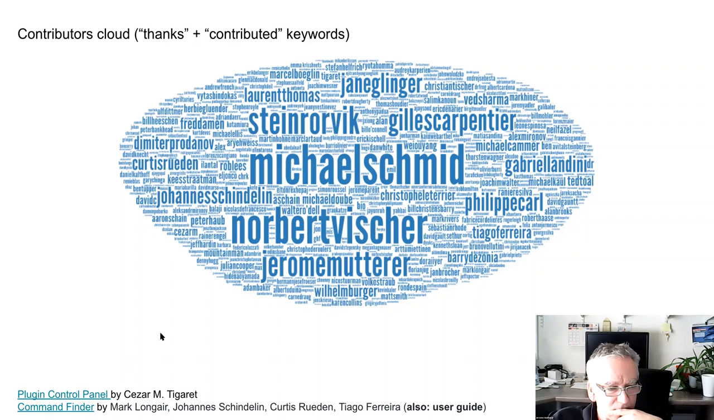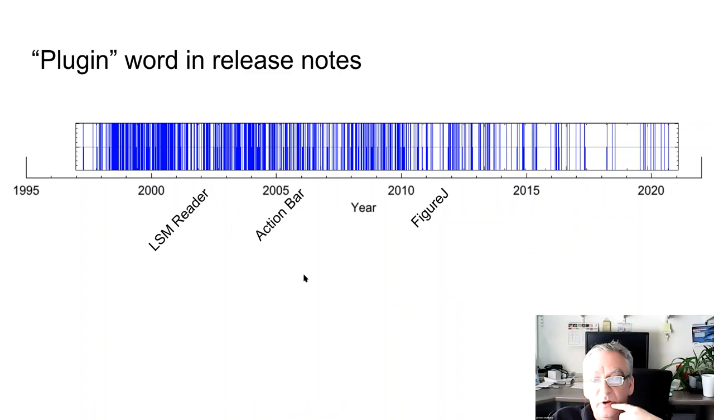In a next step, I looked at the plugins world. And this is interesting because you can see that there were a lot of plugins in the early 2000s, and then there were fewer and fewer plugins. This is kind of a pity, but we have to find an explanation for this. Even myself, my most important plugins were contributed early. The LSM reader, for example, with Yannick Kremp and Patrick Pirot, or the Action Bar plugin, which was out in 2006, but was not very successful for almost 10 years, and only now is getting successful. And then FigureJ.